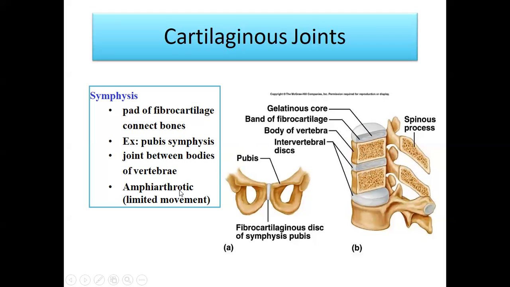These are amphiarthrotic because they do allow limited movement. It's just not much, definitely not freely movable. All right, we definitely wouldn't want this joint to move too much because then that wouldn't provide the level of stability that we want and need in our hip joints, as well as between our vertebrae.